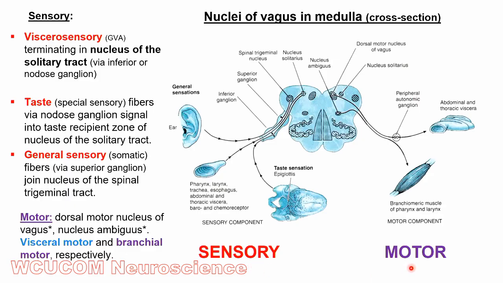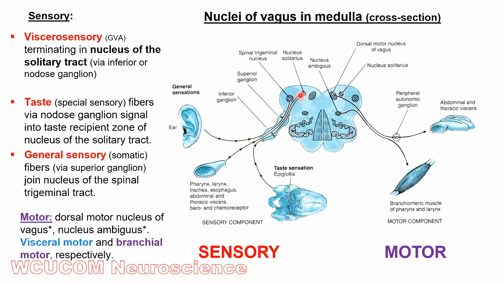So looking at the sensory ones, your viscerosensory ones are coming in, and they will be terminating in the nucleus of solitary tract, or nucleus tractus solitarius, right? And then they're going to have their primary afferent neurons in the nodose ganglion. And that's true for afferents from these places, pharynx, larynx, esophagus, all of these, but it's also true for baro and chemoreceptors, all of those afferents. They're going to be terminating here.